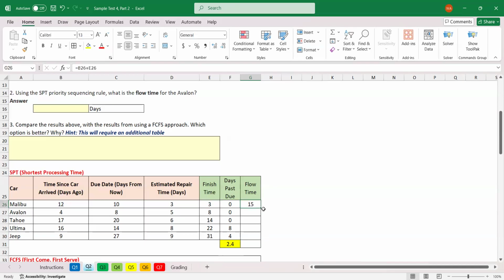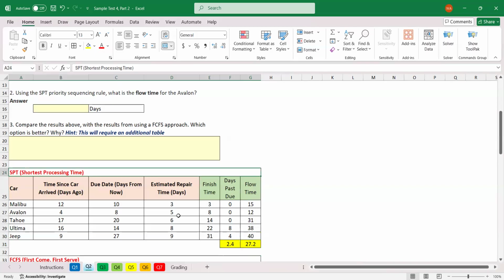Okay, so the Malibu would be with the repair shop for 15 days. The Avalon would be at the repair shop for 12 days, and you repeat that with each and every vehicle that you have here. Okay, and at the very bottom, the very last thing that you're going to do for this table is to get the average flow time. And my average flow time here is 27.2.